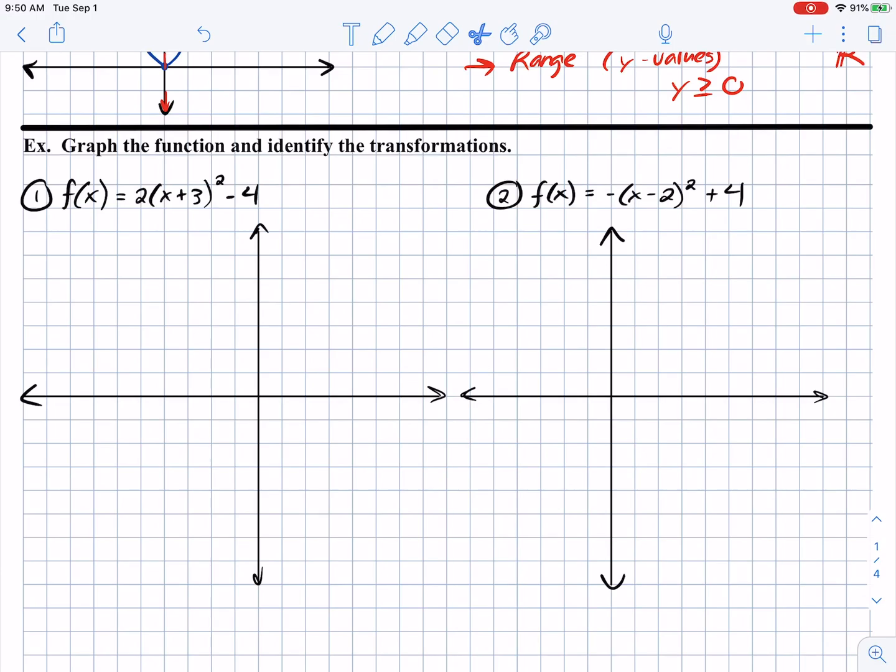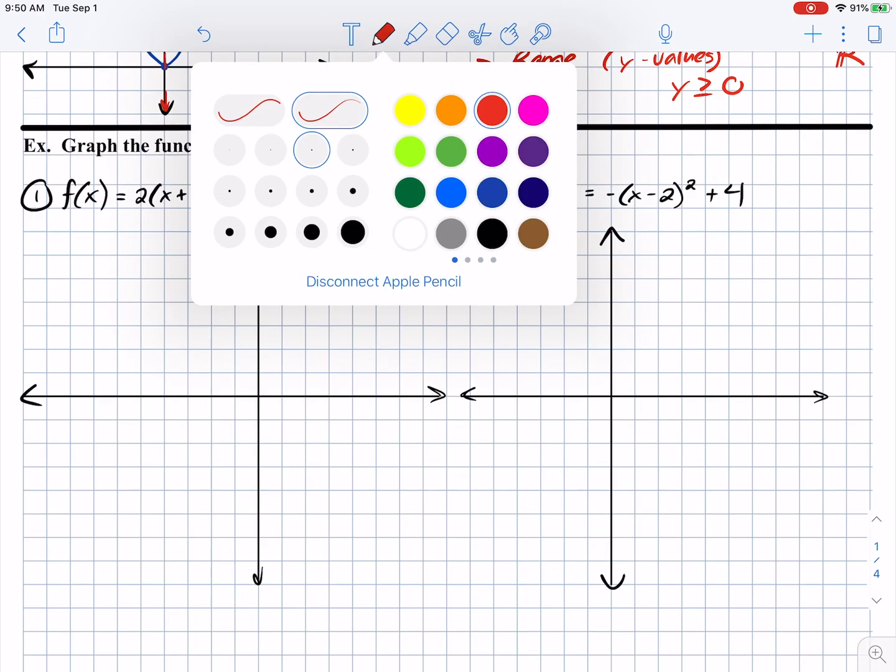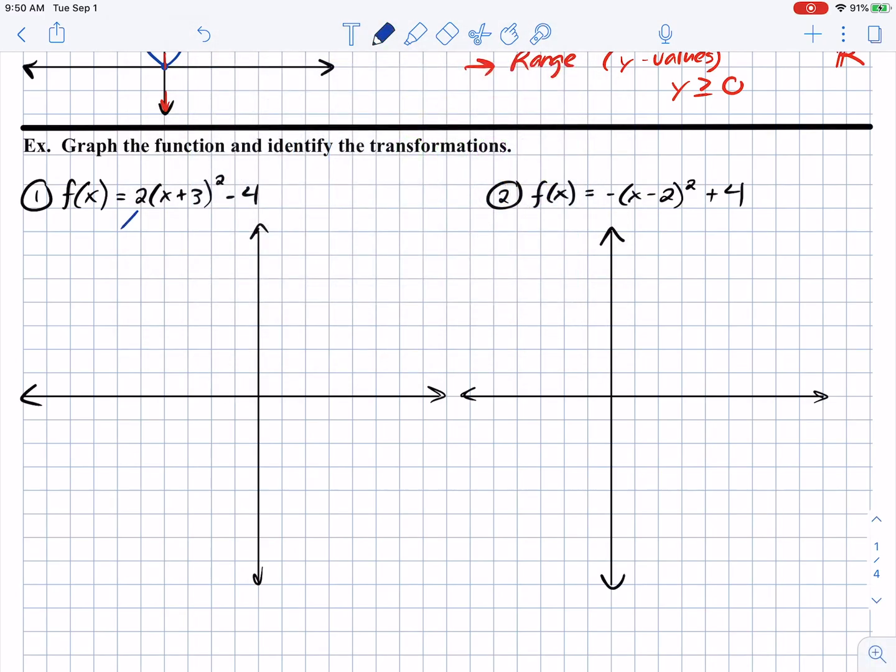For number 1, we're asked to graph the function and then identify the transformations. Let's identify the transformations first. This would be our left 3. Remember, it's always the opposite. This would be down 4.